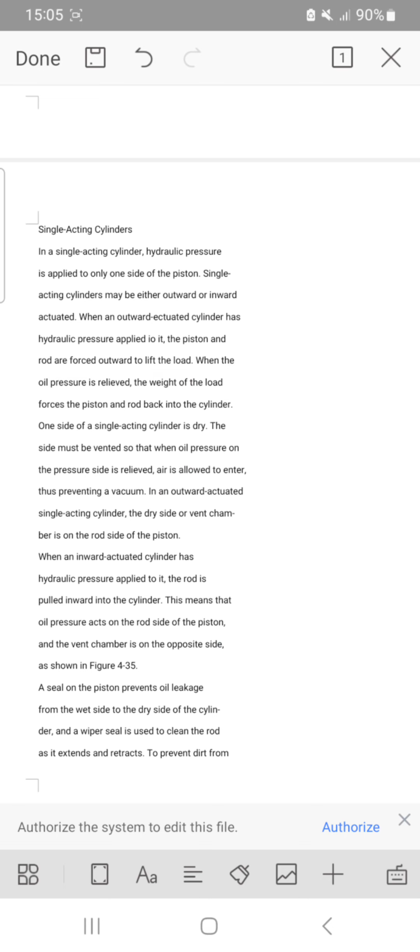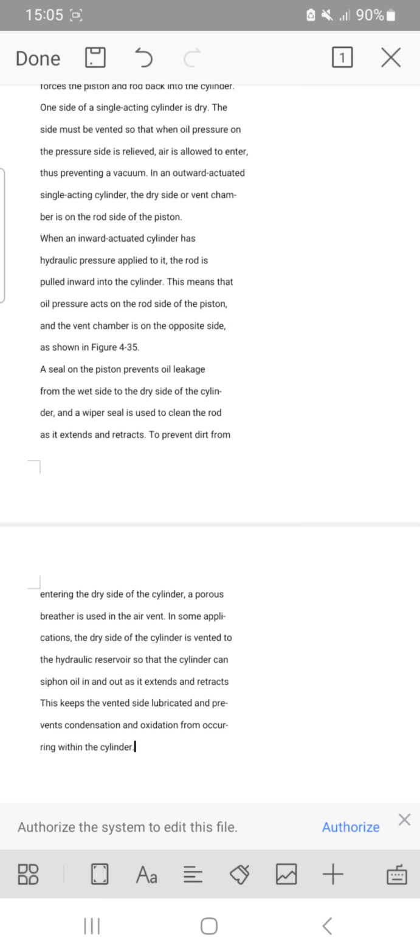A seal on the piston prevents oil leakage from the wet side to the dry side of the cylinder. And the wiper seal is used to clean the load as it extends and retracts, to prevent dirt from entering the dry side of the cylinder. A breather is used as an air vent.